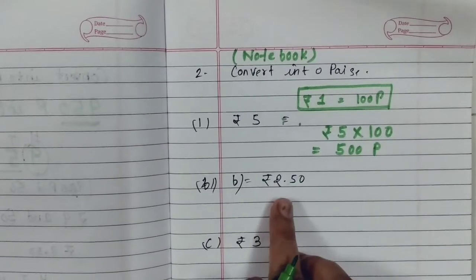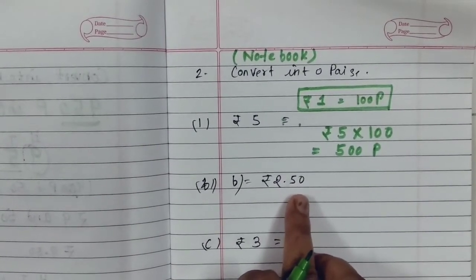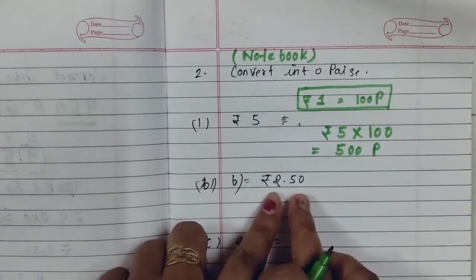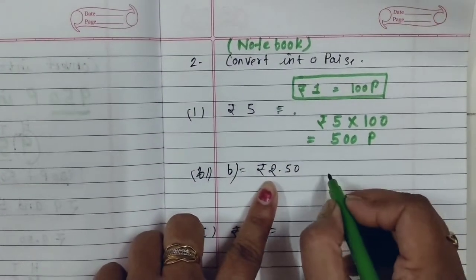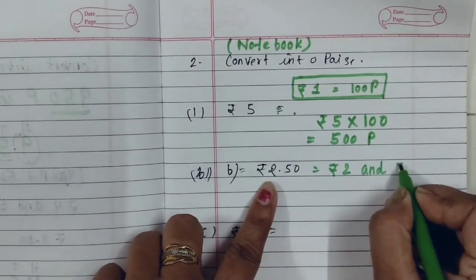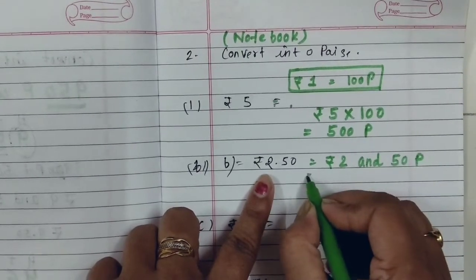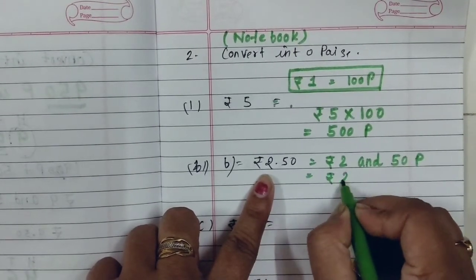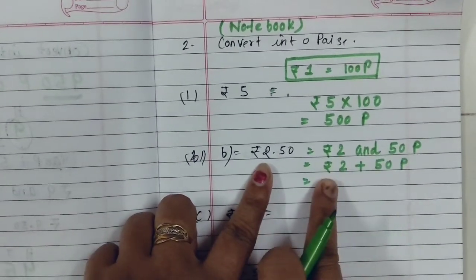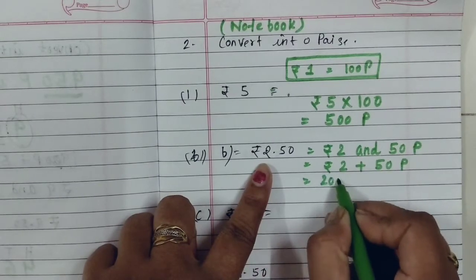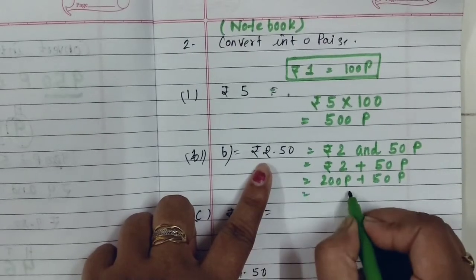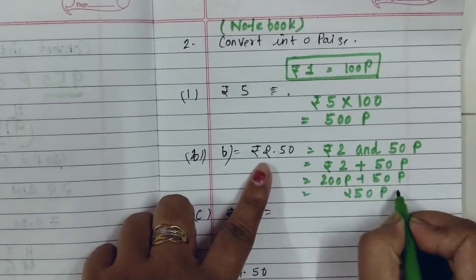Okay, now rupees 2.50. We have to change it into paise. Children, you can write it. Here we have how many rupees? Here we have rupees 2 and 50 paise, or we can write it as rupees 2 plus 50 paise. When you multiply rupees 2 with 100, it will be 200 paisa plus 50 paisa. So it will be 250 paisa.